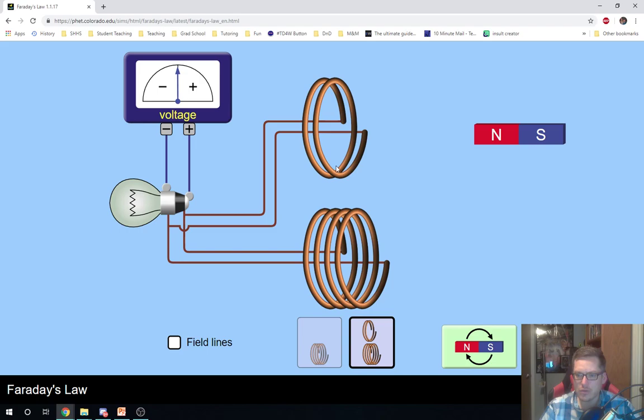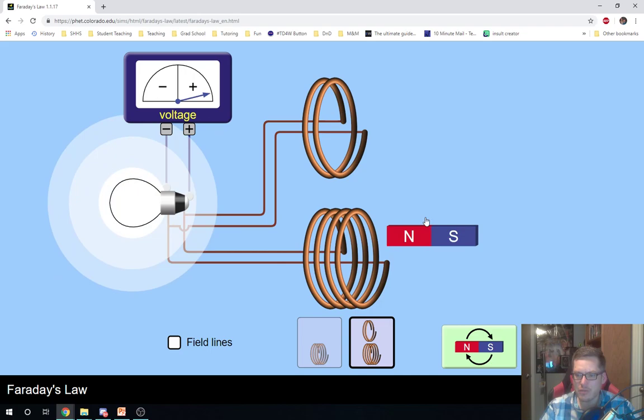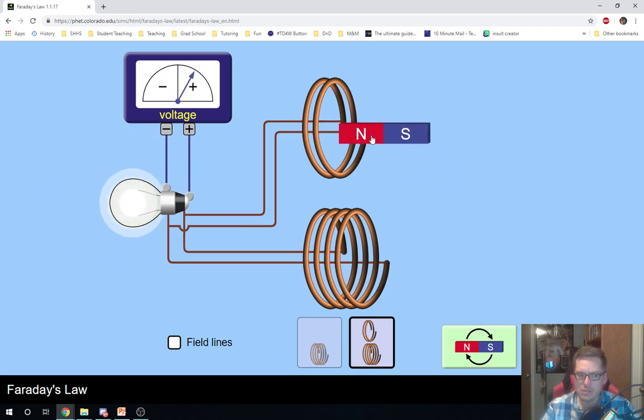Notice here we've got two loops, and down here we've got four. One, two, three, four. Here I can max out my voltage very easily. Even moving very slowly will max out that voltage, as opposed to here, where moving slowly doesn't max it out nearly as much.